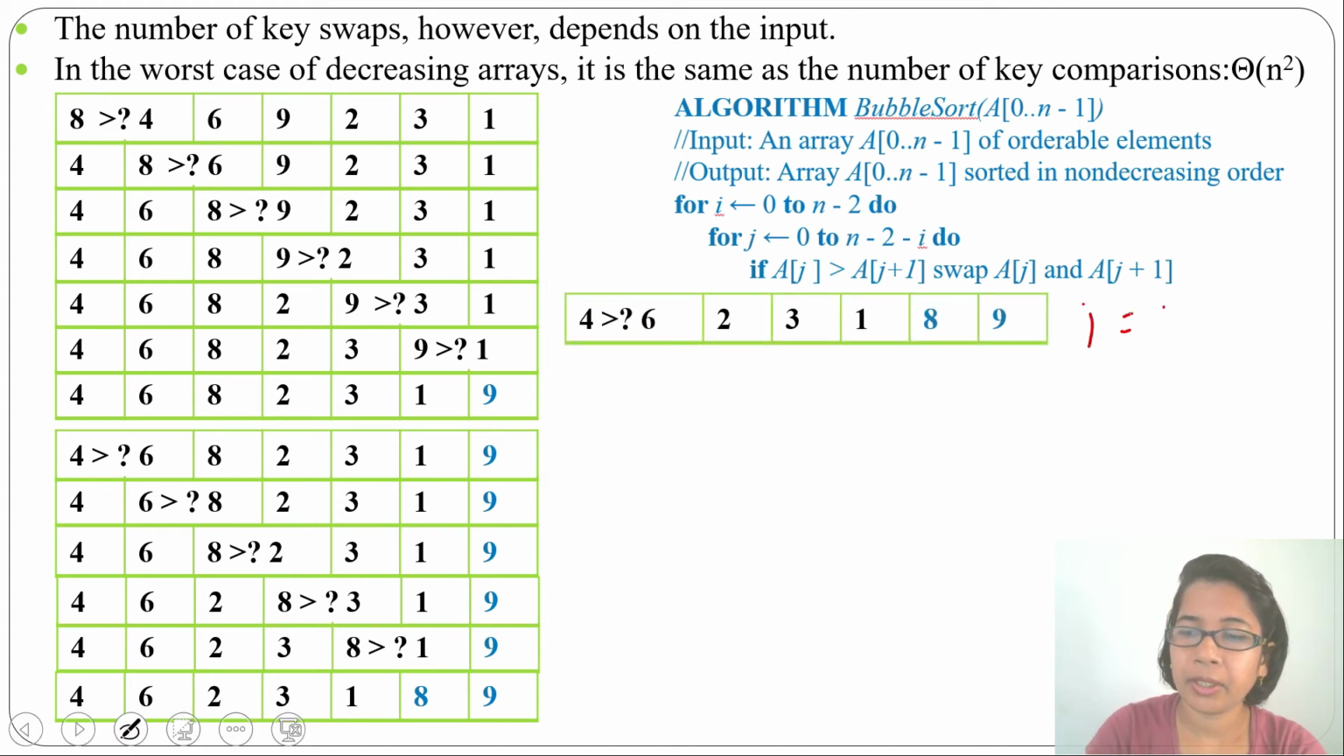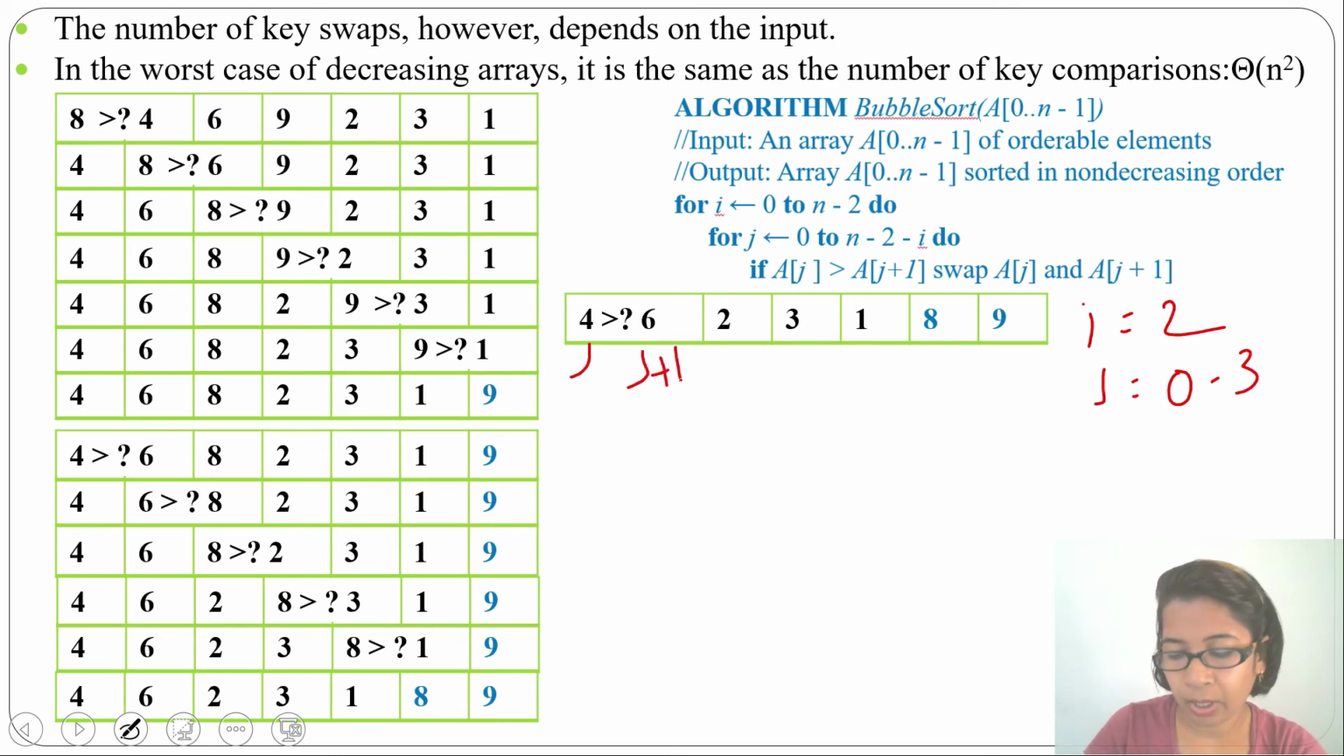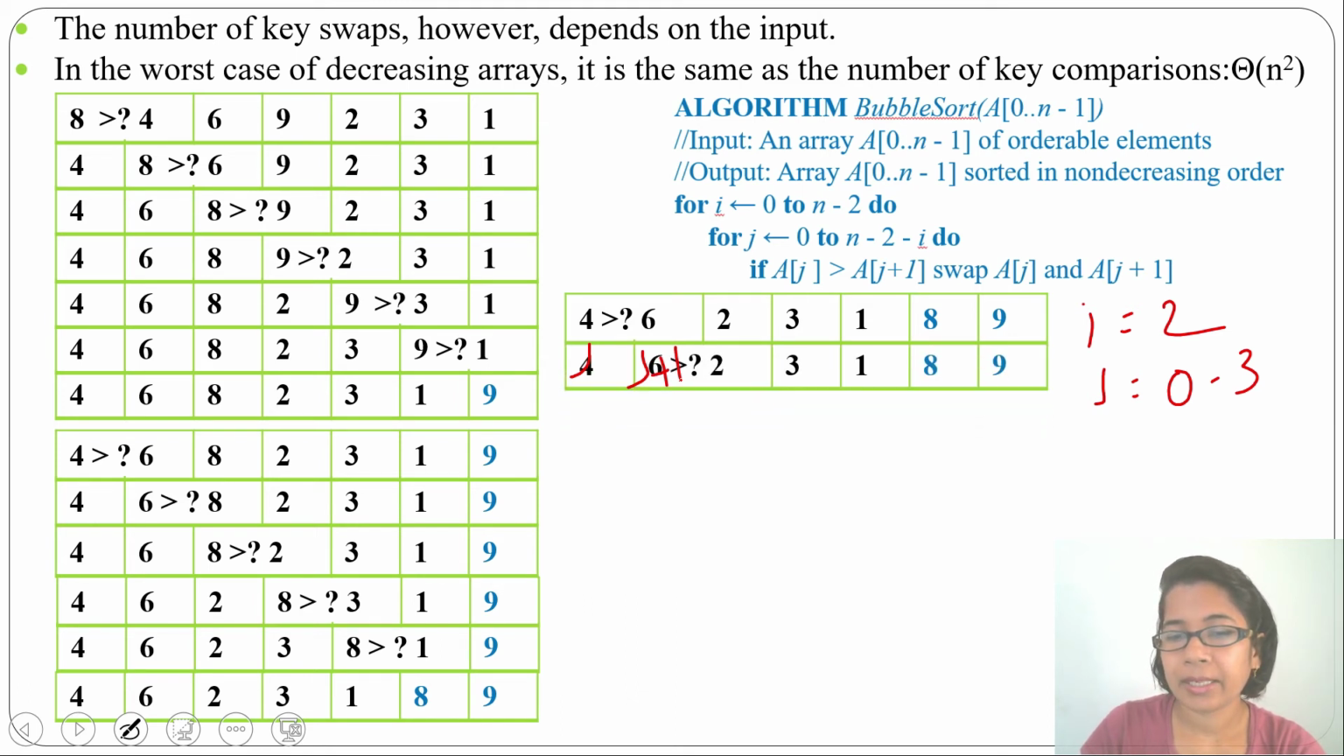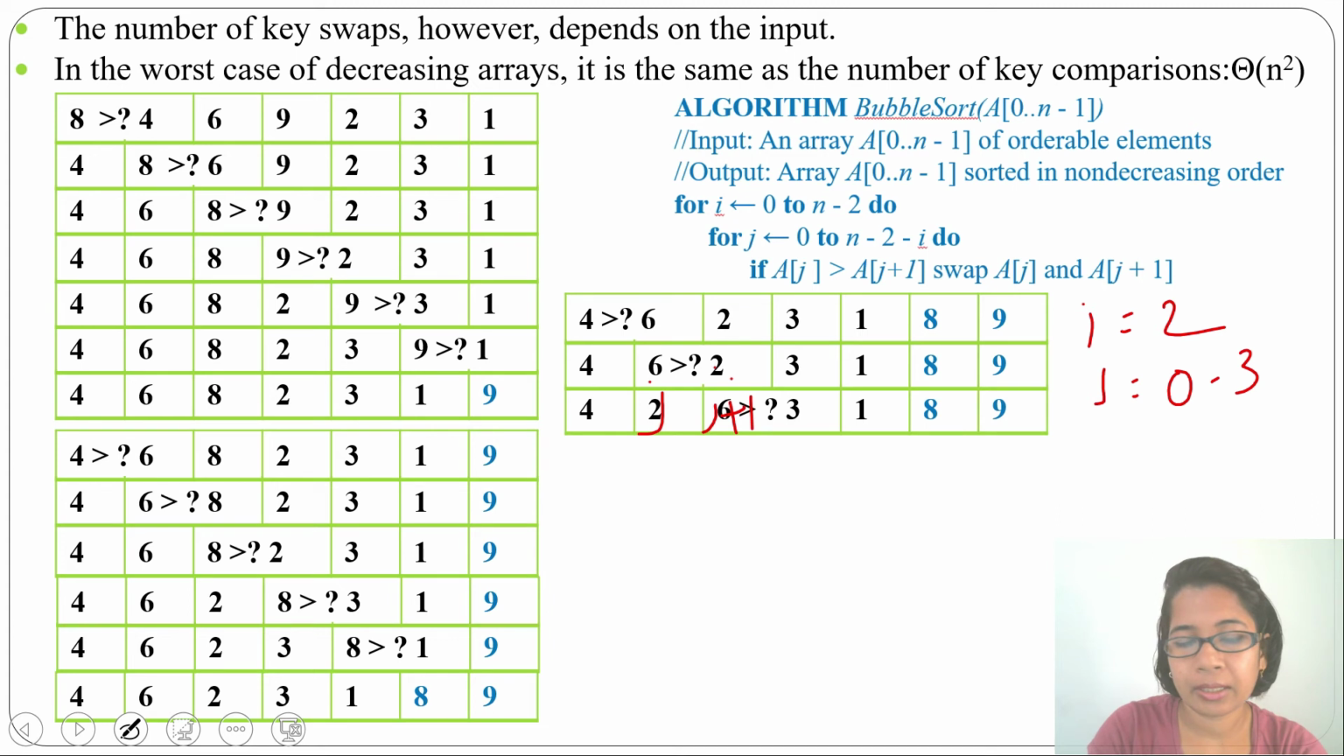Here i will be 2 and j value will range from 0 to 5 minus 2, means 0 to 3. Now this is our j and this is our j plus 1. We'll compare, is 4 greater than 6? No. Next we'll compare, is 6 greater than 2? Yes. So these two will swap. Next we'll compare 6 with 3. Is 6 greater than 3? Yes. So we'll swap these two.